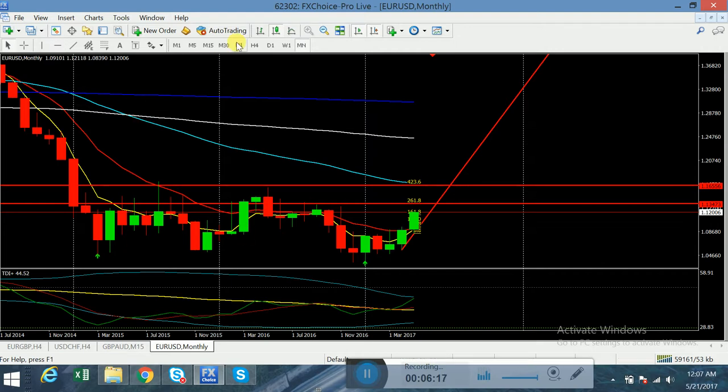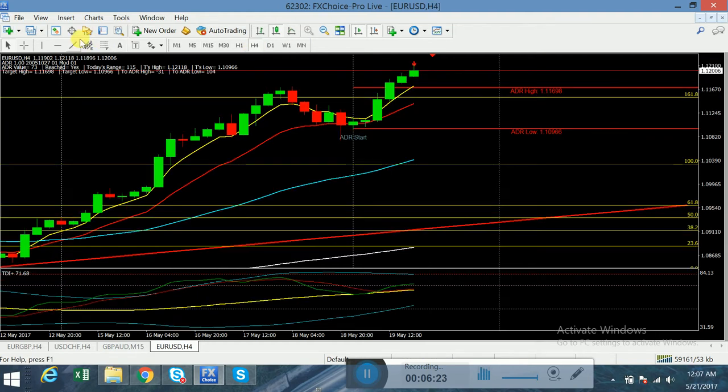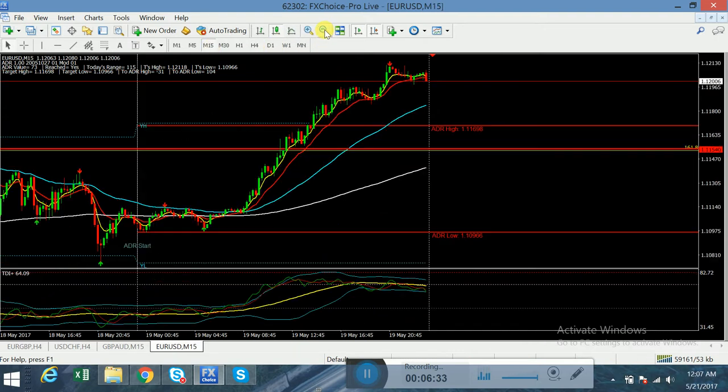Here. So now we'll come here. Hold on, let me go back to the 4-hour chart. We'll use this previous Fibonacci level as a level of support. So now we'll come in here and look for our entry for the week.